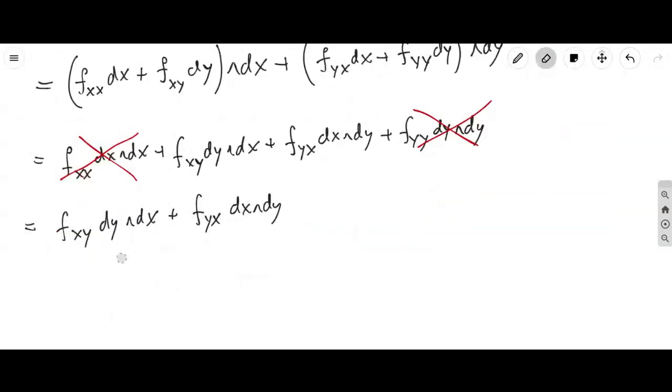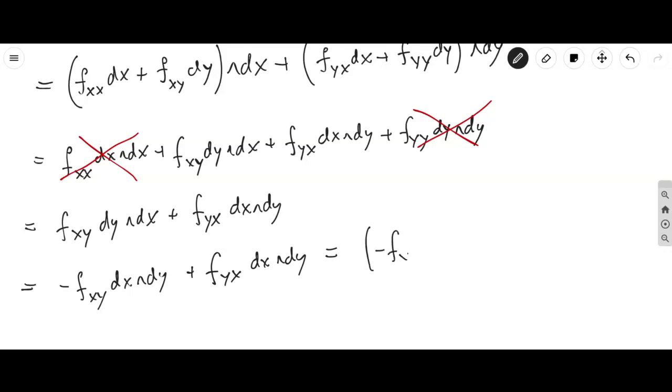But look at this. These are repeated, but in the opposite order. So you can use the anti-commutative rule to write this as negative fxy dx wedge dy plus fyx dx wedge dy. And then this will simplify to be negative fxy plus fyx, and then we have dx wedge dy.